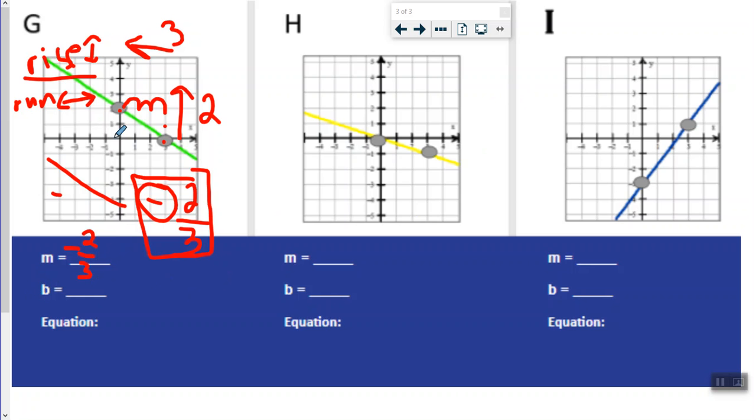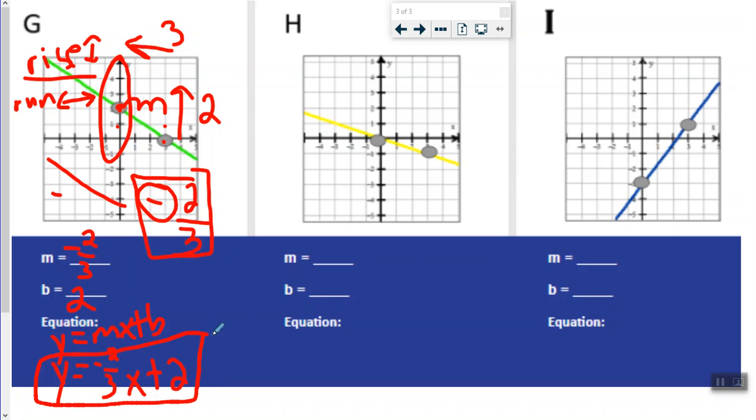B is the y-intercept. Where does it cross the y-axis? Right here, right? That's 1, 2. And it's a positive 2. So my equation is going to be y equals mx plus b. Remember, all you have to do is plug it in. Y equals negative 2 over 3x plus 2. All right, that's the equation.